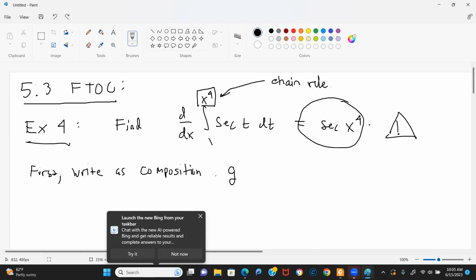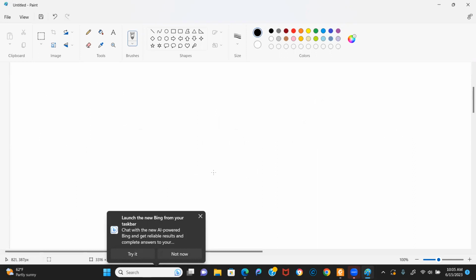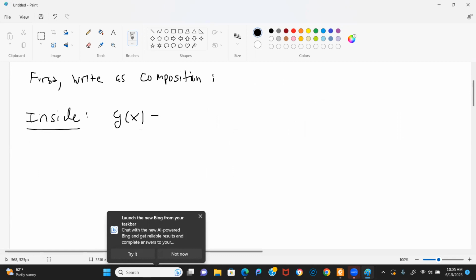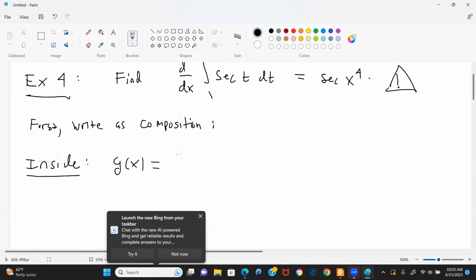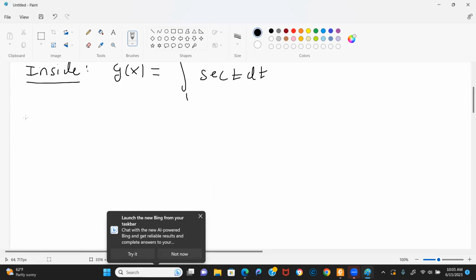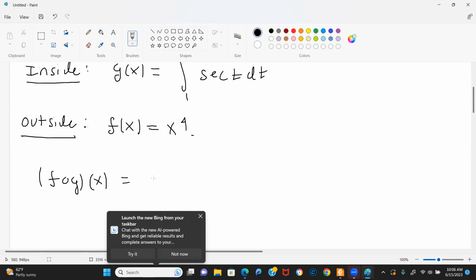What we want to do is identify our inside function. Let's say the inner function is g of x, and I claim it's the integral from 1 to x of secant of t dt. And then the outer function is the 4th function, f of x equals x to the 4th. All right, let's verify this by computing the composition.